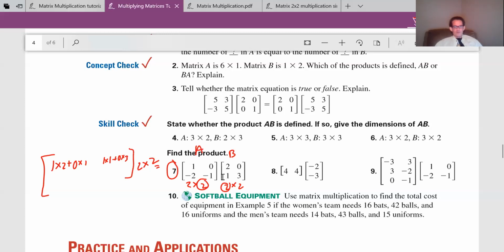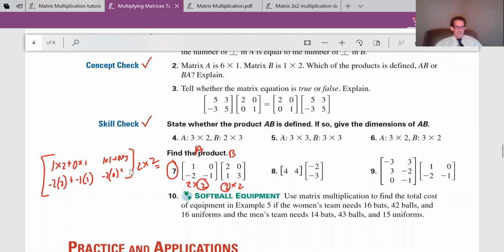Okay, so now I need to do the same thing for the bottom. So this is the top, this is going to be the bottom. So I have negative 2 times 2, and I have negative 1 times 1. Okay, now I have to do the next column, row by column. So now I have negative 2 times 0, and I have negative 1 times this 3 over here.